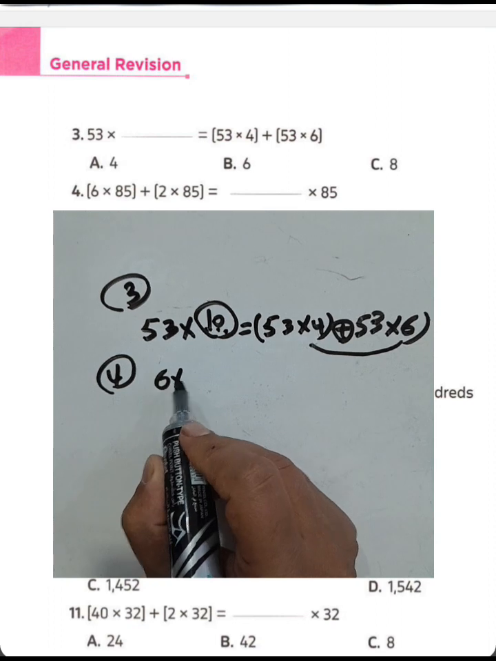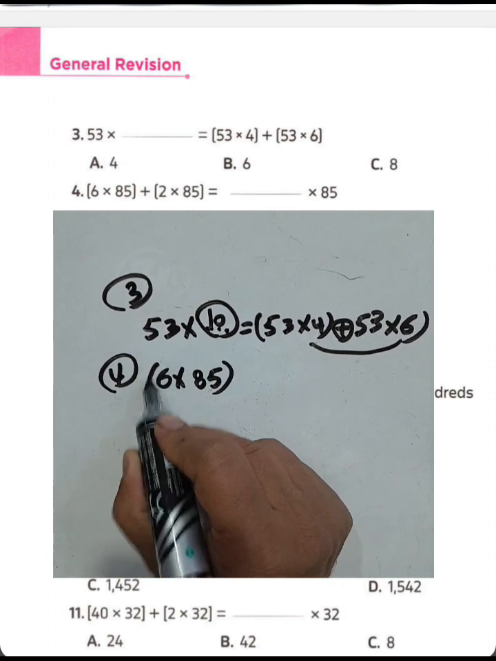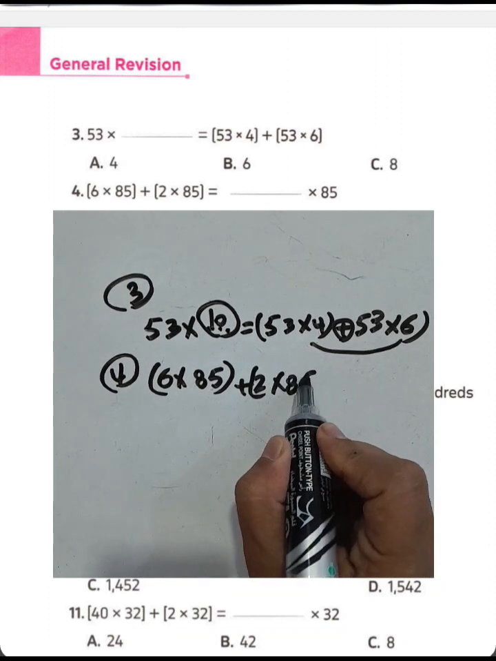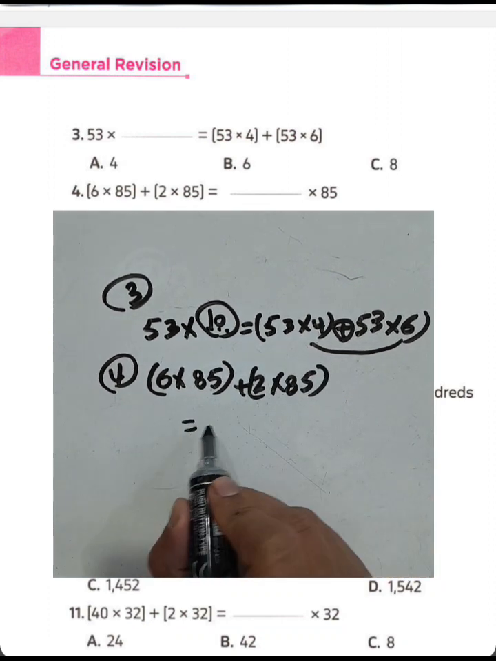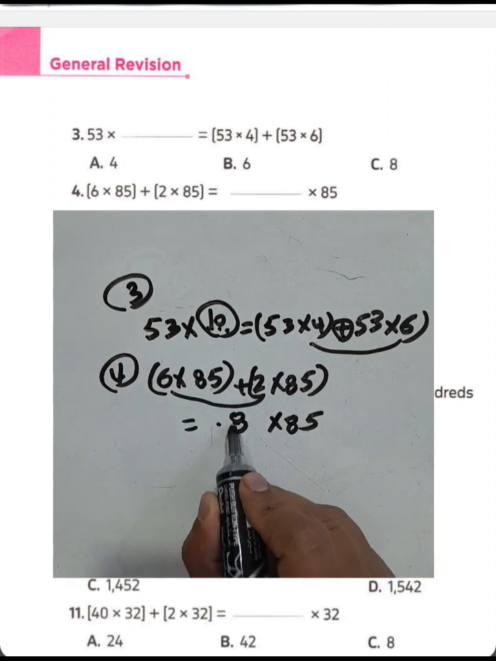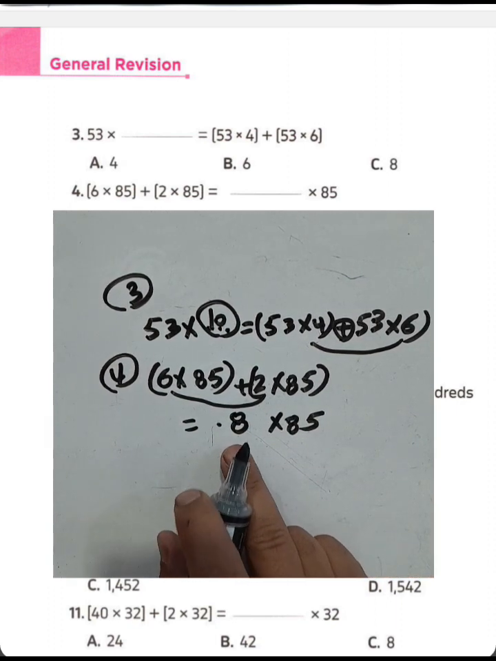Question 4. 6 times 85 plus 2 times 85 equals what times 85. We must add 6 and 2. The result will be 8. Write 8 in the space.